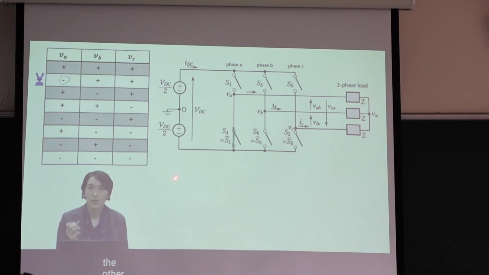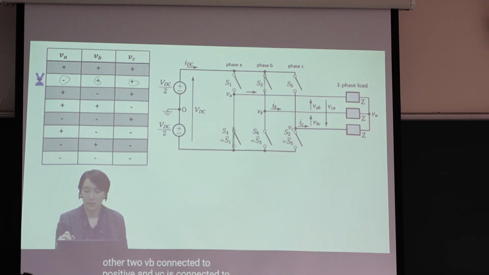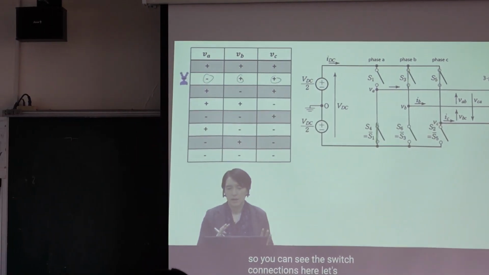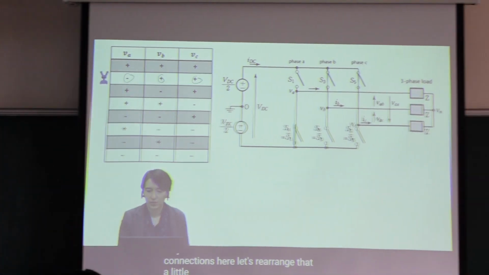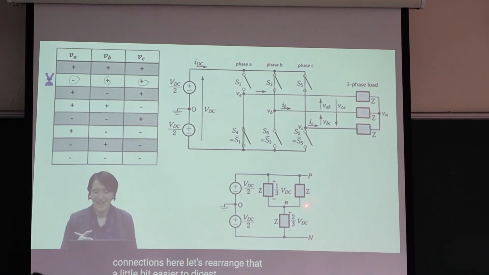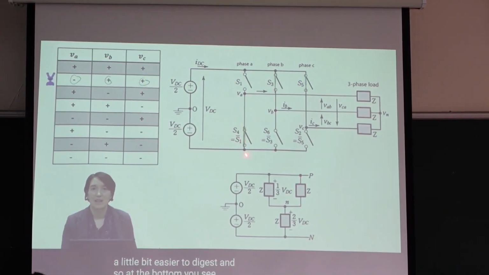And then the other two, VB and VC, are connected to positive. So you can see these connections here, positive and negative. Let's rearrange that a little bit to make it easier to digest. So it is equal to this here. And so at the bottom you see this is VA.